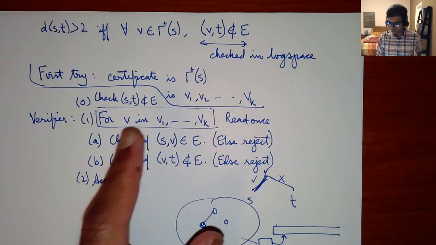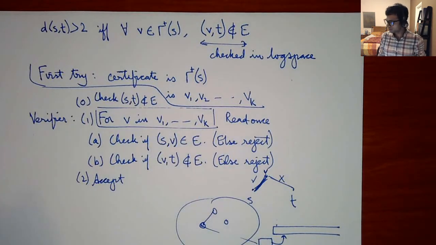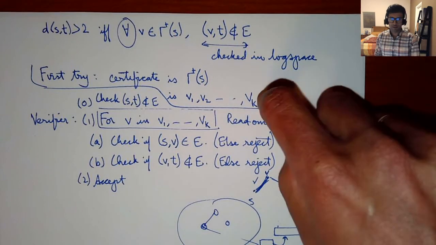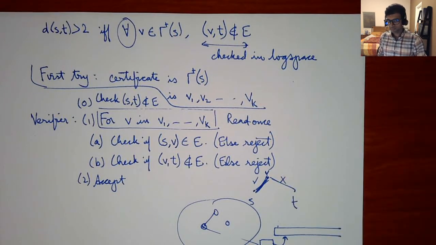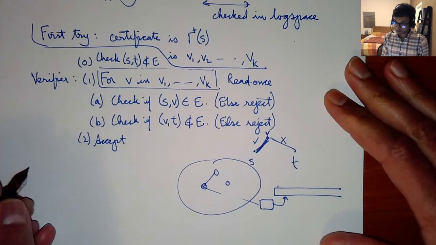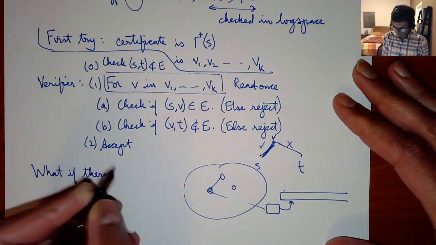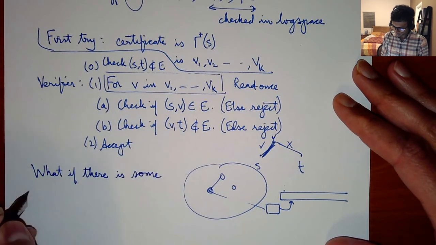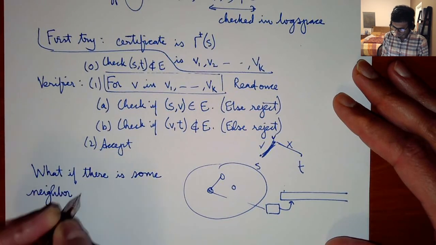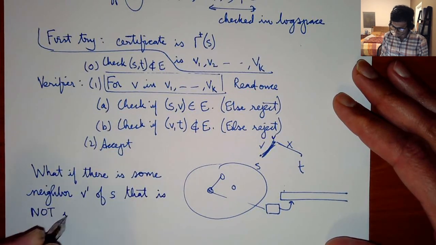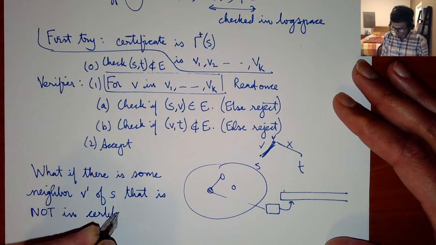Because how does the verifier know that there isn't a neighbor in the list? Oh. What if there is a neighbor, but it's not there in the certificate? There's no way the verifier is going to know. And it's read once, so it can't go back and check. Right? So here's the tricky part. What if there is some neighbor, I'll call it V prime of S, that is not in the certificate?